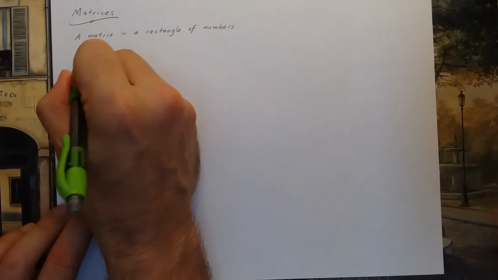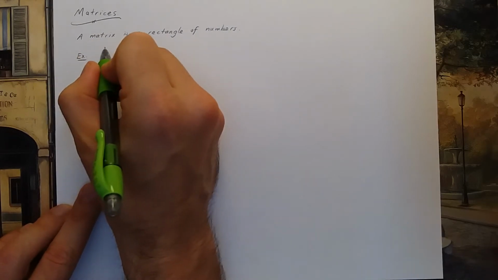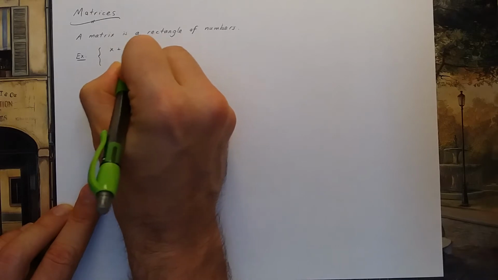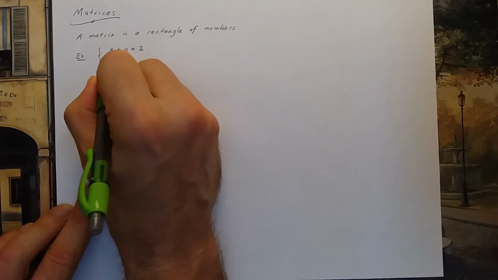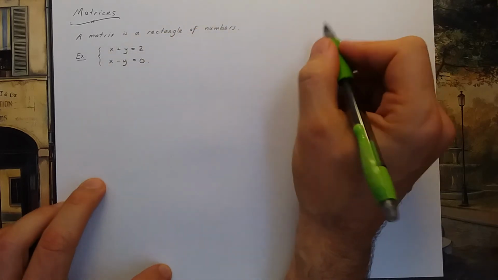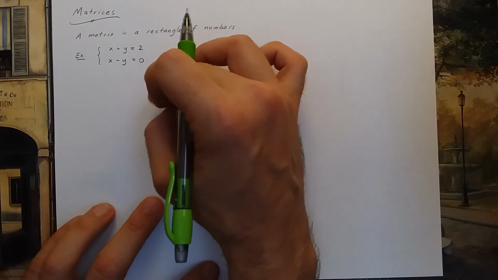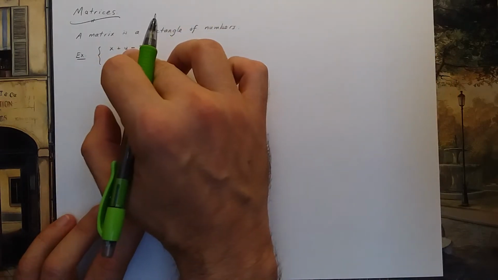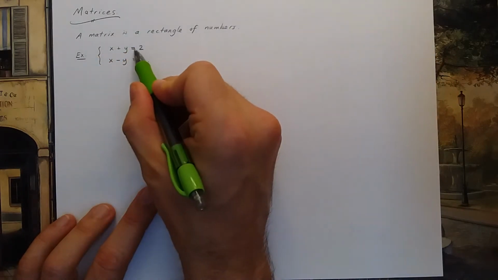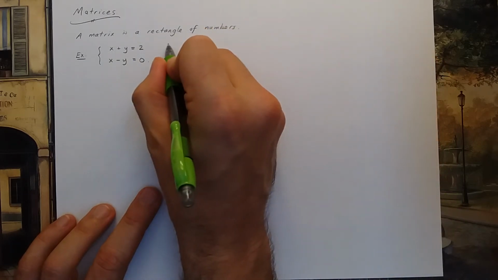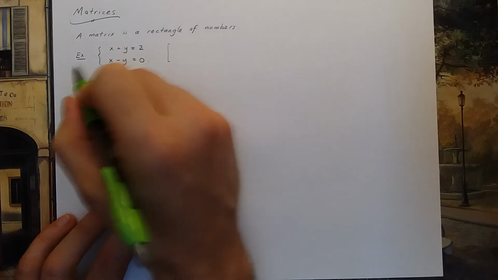Let's do some examples. So let's suppose I have the system x plus y is equal to 2 and x minus y is equal to 0. A pretty easy system to solve. If I were going to use the row operations to solve it, there's no point in writing down x and y and this equal sign a bunch of times over and over again. That gets repetitive. So we're going to represent this with the important information.